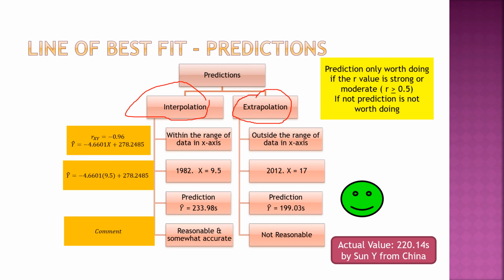So there are two types of prediction: interpolation and extrapolation. Interpolation is within the range, extrapolation is outside the range. When they want you to predict, you just substitute the X value into the equation and find Y. If it's interpolation, this is your comment. Extrapolation, this is your comment. That's it. It's as simple as this, okay?